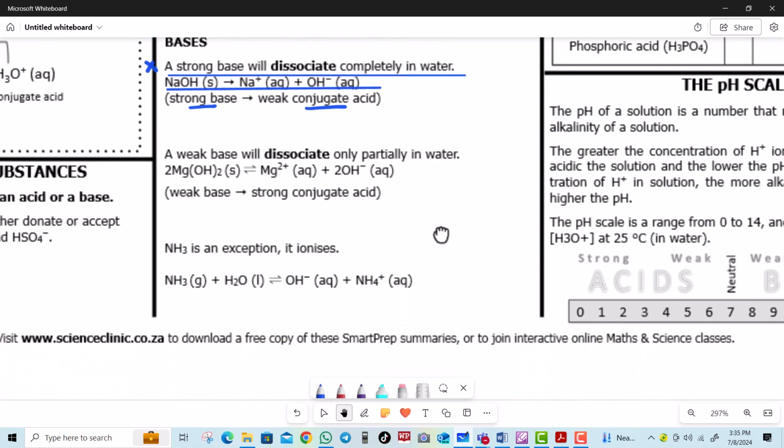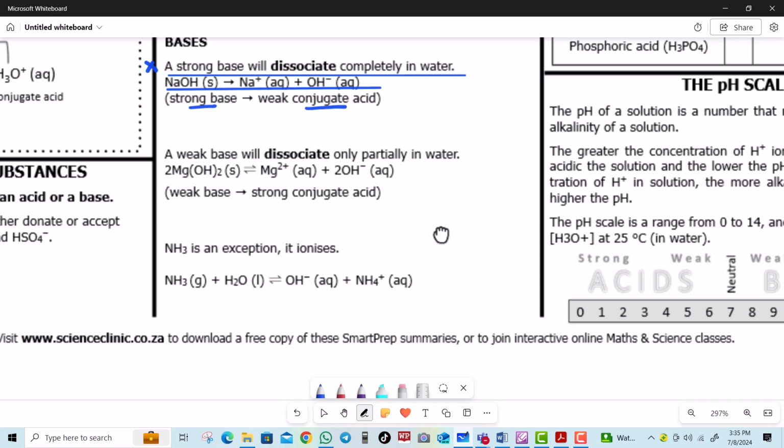Okay, again about definitions. Now, a weak base will dissociate only partially in water. Okay, and check an example here we have got. By the way, the strong bases, we have the group 1 bases. What are group 1 bases? Potassium, sodium, lithium. Those are group 1 bases. Those are strong bases. So you see this magnesium is group 2, so it's a weak base because it's not group 1. Okay, so it partially dissociates altogether.